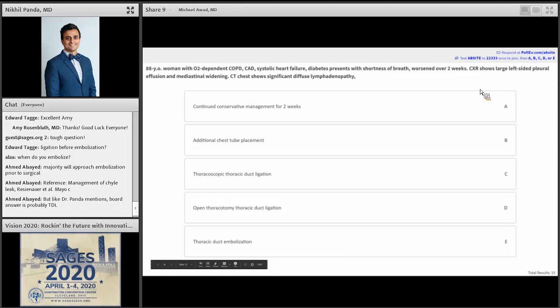A, continue conservative management for 2 weeks. B, place a second chest tube. C, thoracic duct ligation. D, open thoracic duct ligation. And E, thoracic duct embolization.